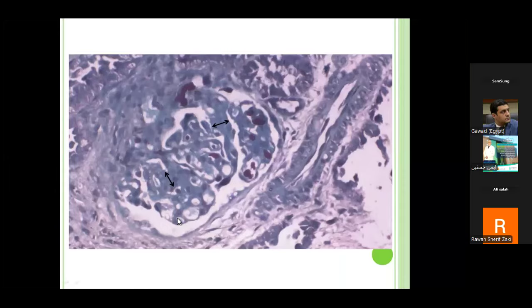Okay. In this picture, what do the double-headed arrows point to? Again, which of the choices? Is it adhesion to the Bowman capsule, obliteration of a capillary lumen, or an increase in mesangial matrix? We are waiting for the answers.